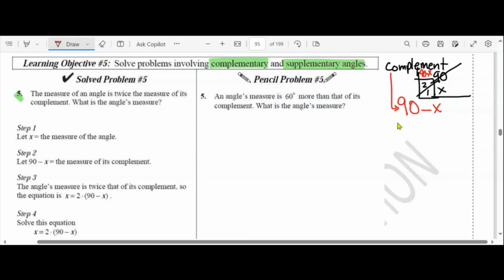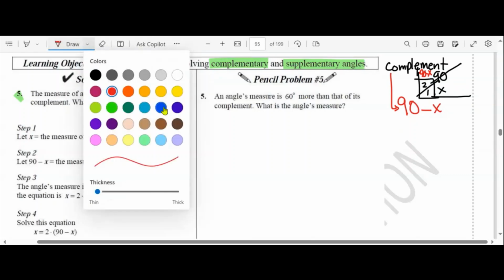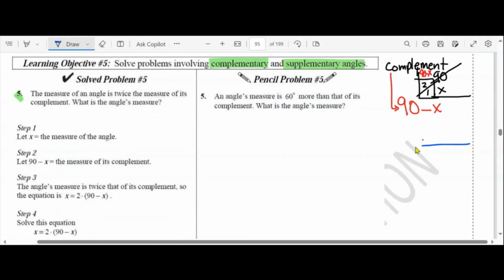Yeah. Now let's go for the supplement. Let's agree on the supplement. If the supplement is like this, you have one angle here, 1 and 2. Both of them make 180. If this is x, how much is this one? 180 minus x. Supplement. Is this clear? Is the graph clear here? Okay. So this is called what? Supplement. How much is the supplement? Always 180 minus x.